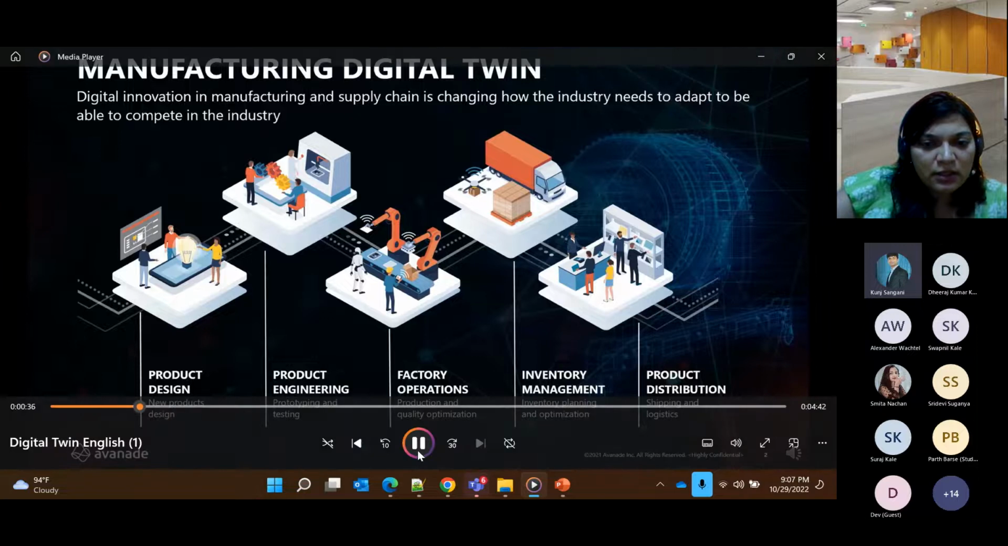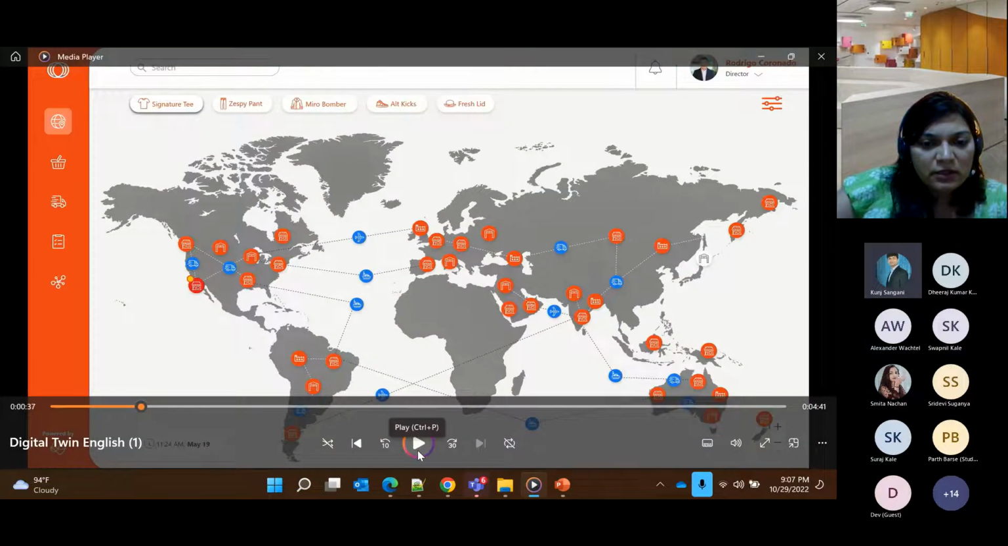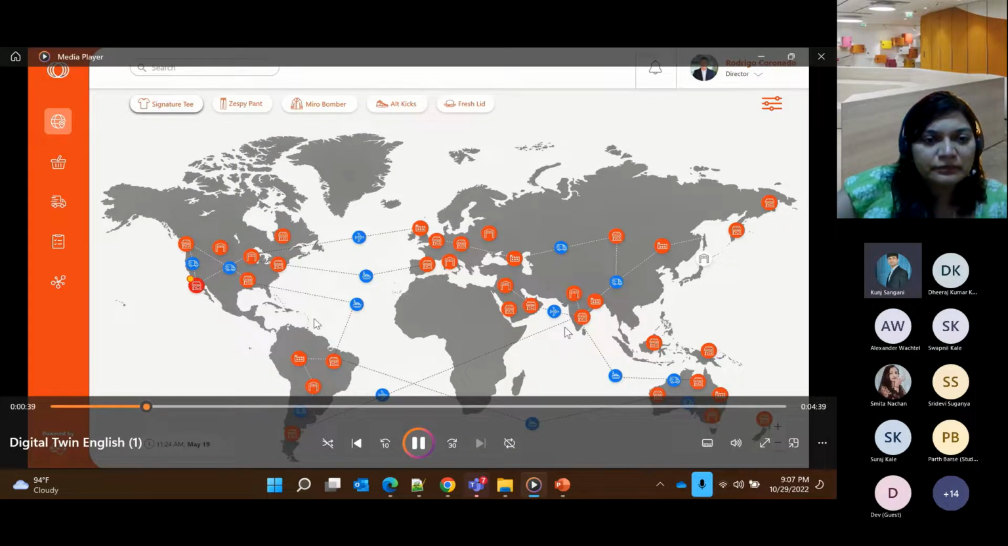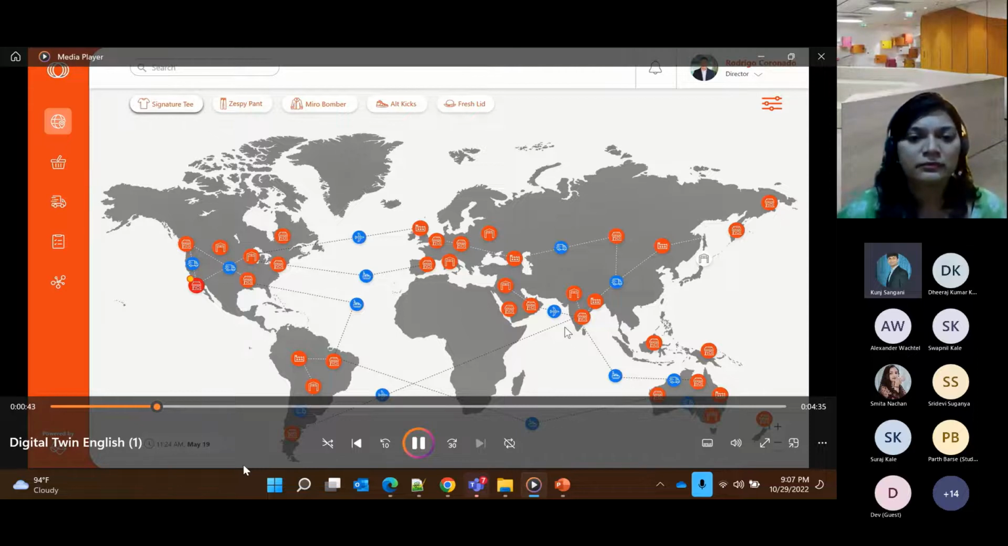Let's dive in. Here is a global view of the company, including its suppliers, manufacturers, transportation, warehouses, and retailers. By combining all the data and creating a digital replica of this customer, we get a real-time representation of the health of the overall supply chain.